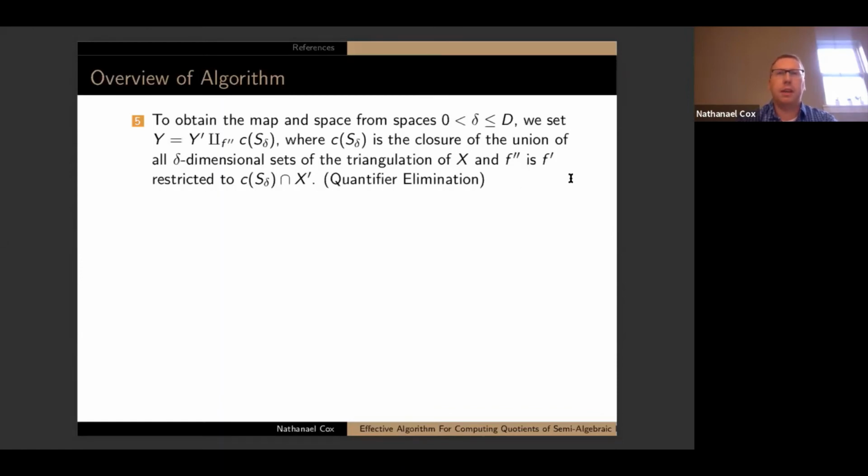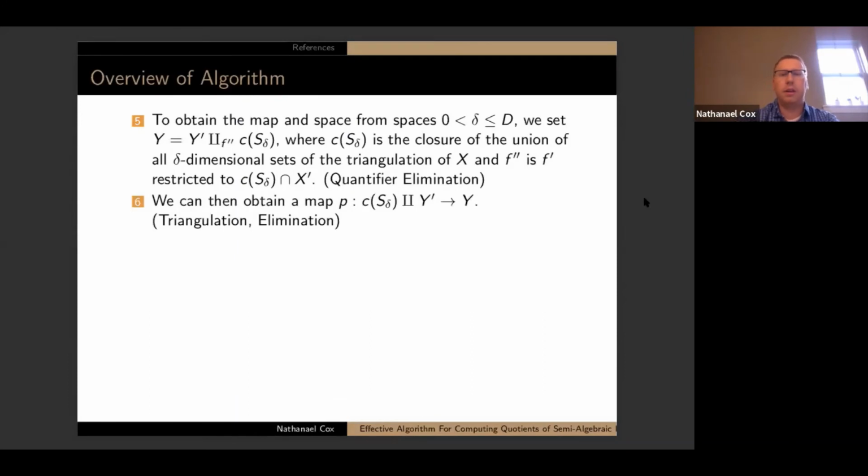So basically it's the equivalence relation that's generated by x is equivalent to f of x, or in this case, x is equivalent to f double prime of x. So that's what this is. Right? And then from here, with some triangulation and quantifier elimination, you can obtain this map P, where if there's not a function subscript, it's just a standard disjoint union.